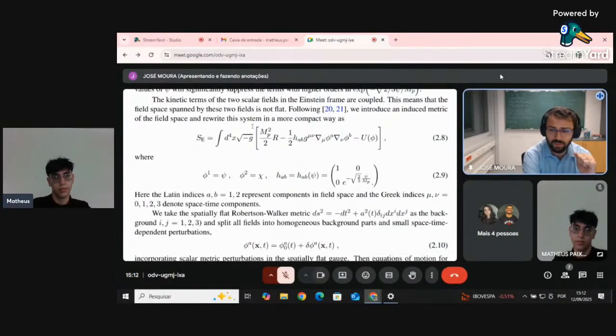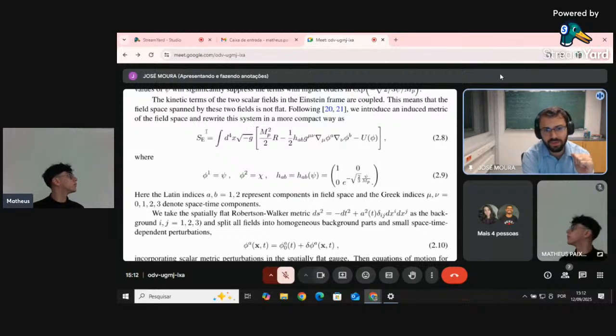This has some consequences, because then you have to use something called the multi-field covariant formalism, in which you track the evolution of the fields in their space. It's a little bit different from what you usually expect when you have just canonical kinetic term fields.